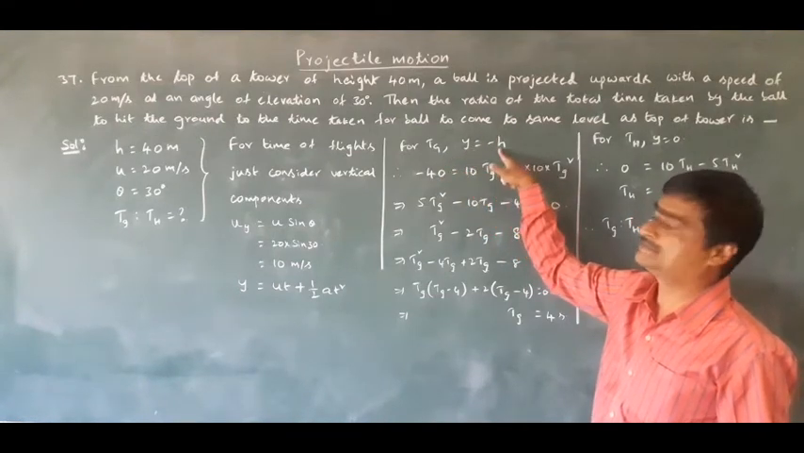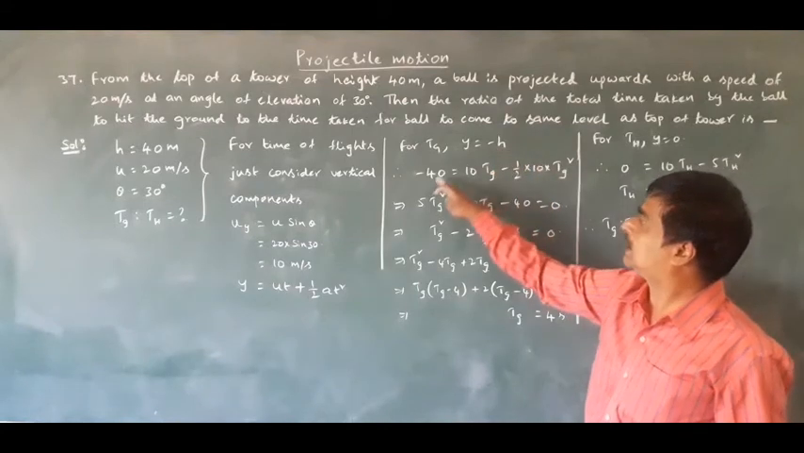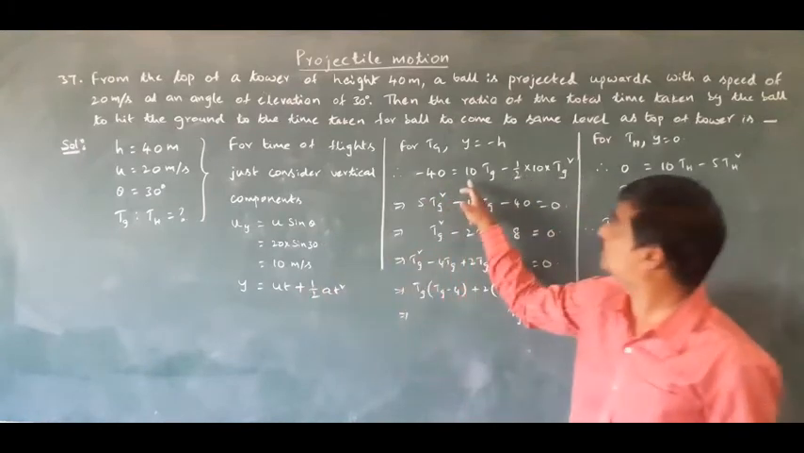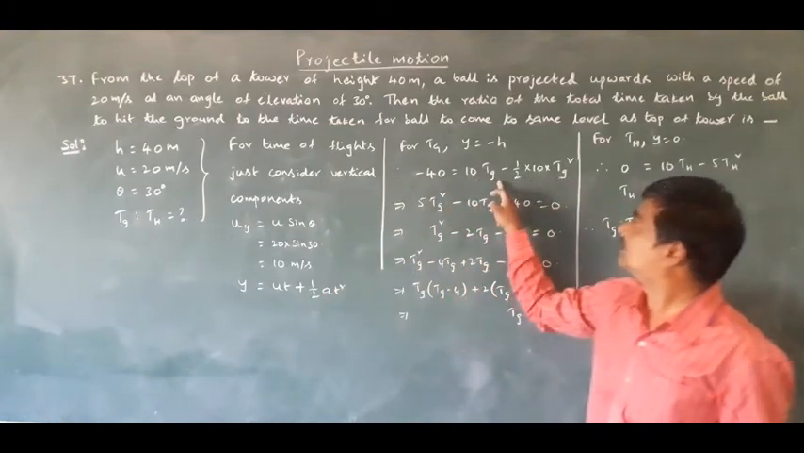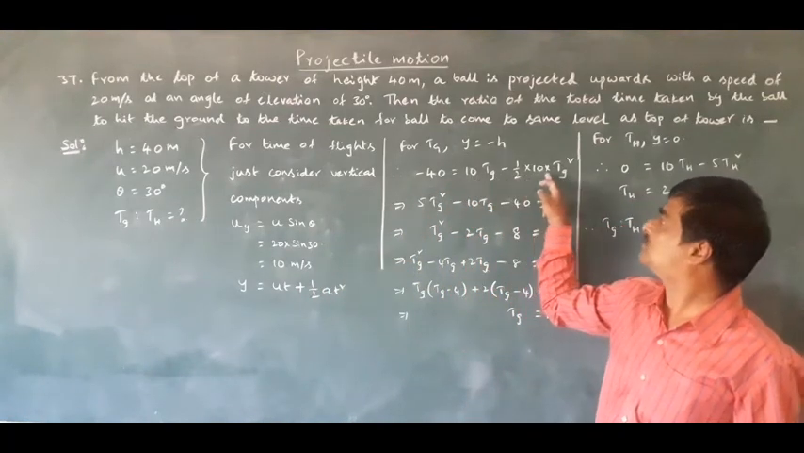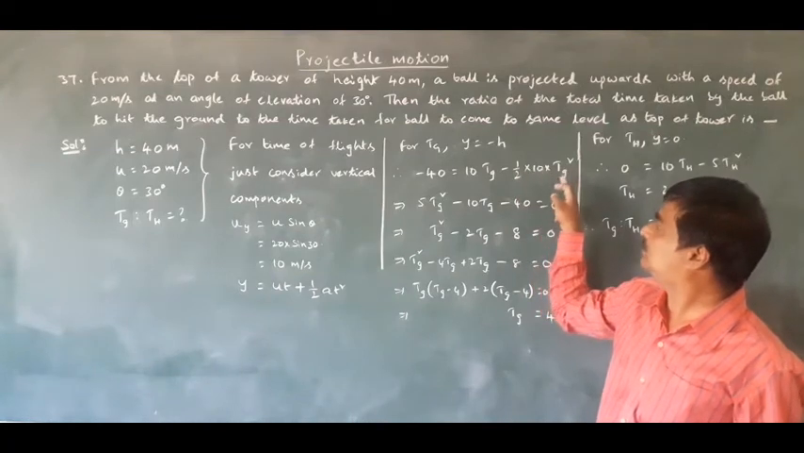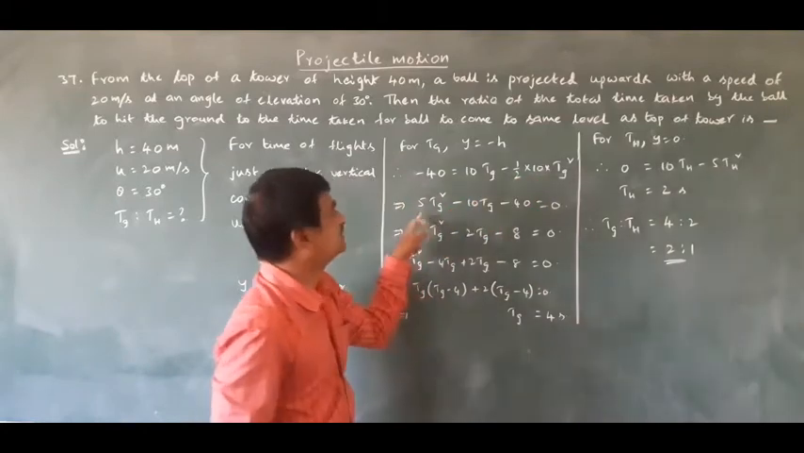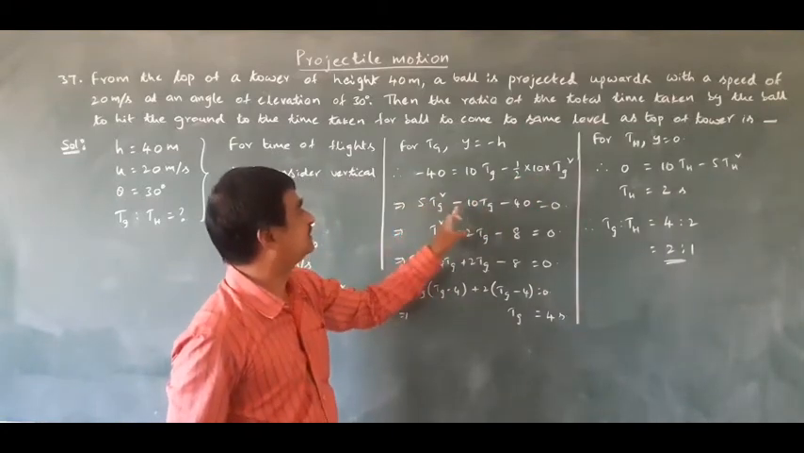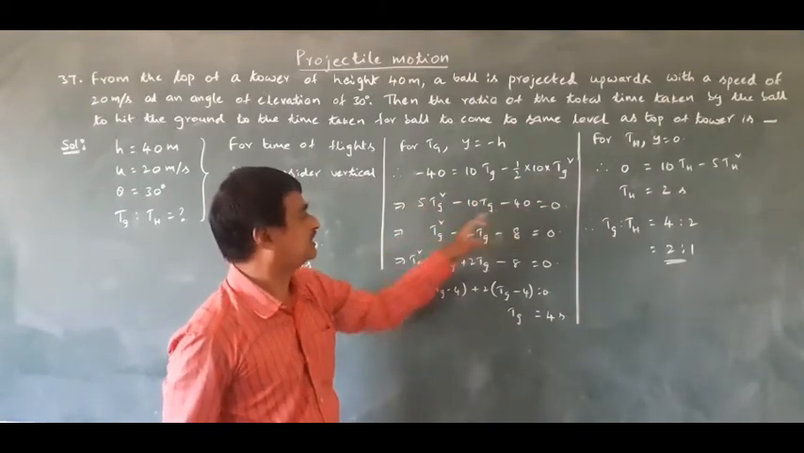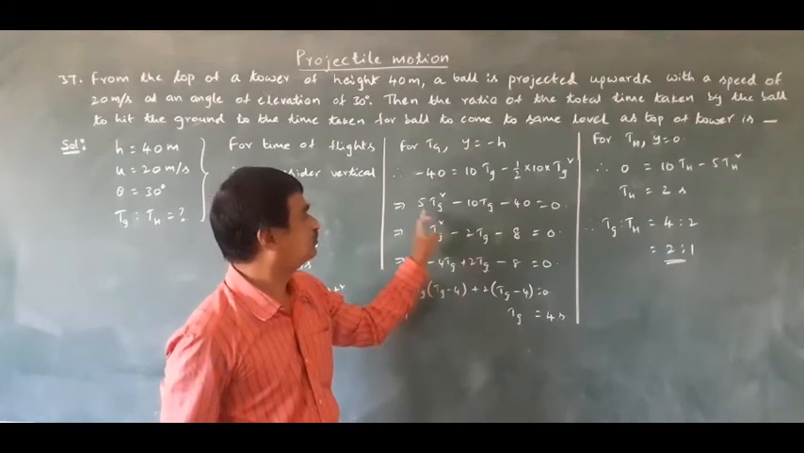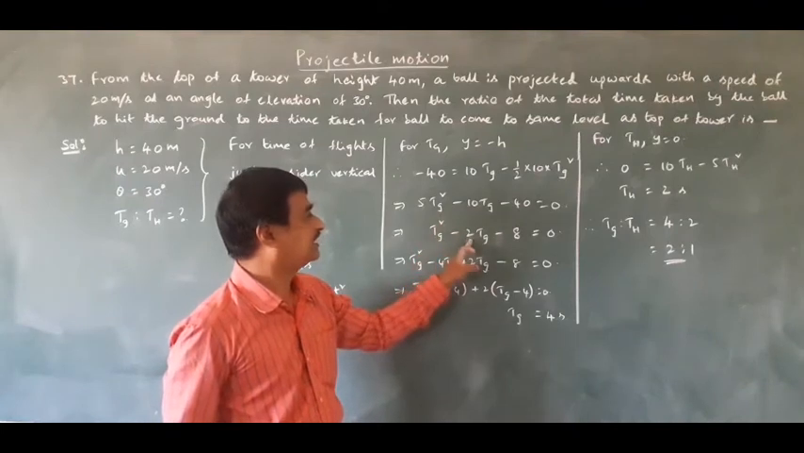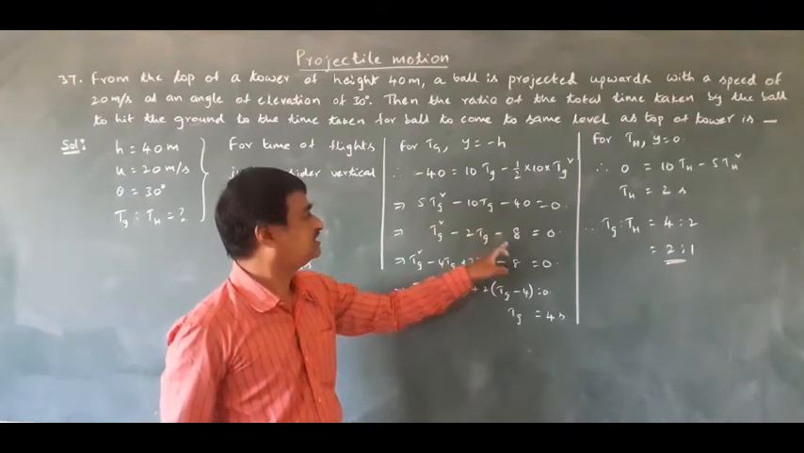That's why the displacement becomes minus h. Then applying this one, minus 40 is equal to 10 g is minus 10 into t square. Then simplifying this equation, this is 5 tg square minus 10 tg minus 40. Then t square minus 2 cancelling out with 5, we get tg square minus 2tg minus 8.